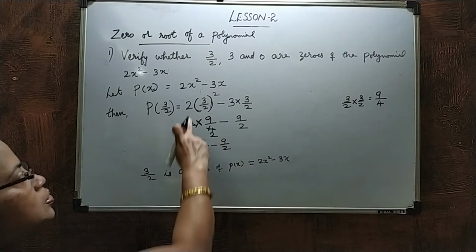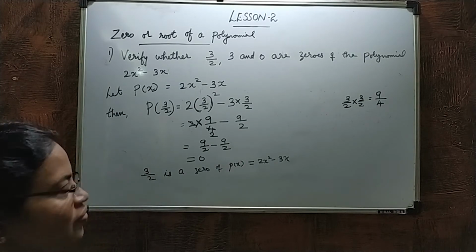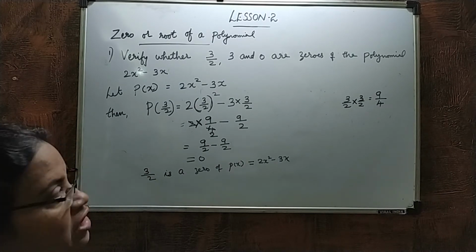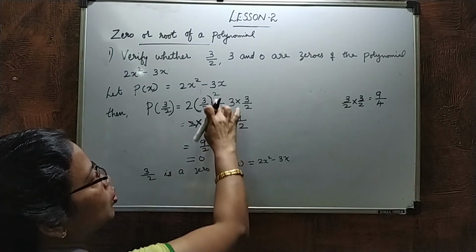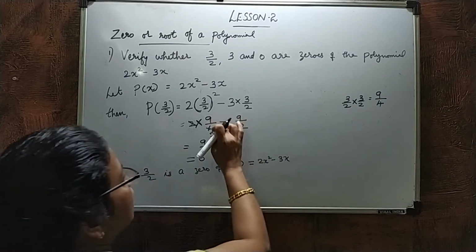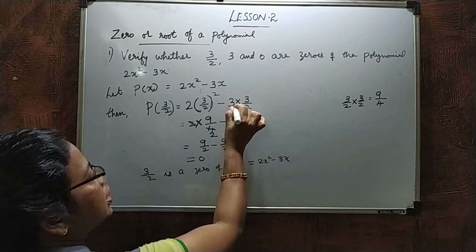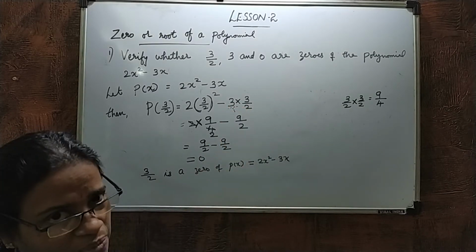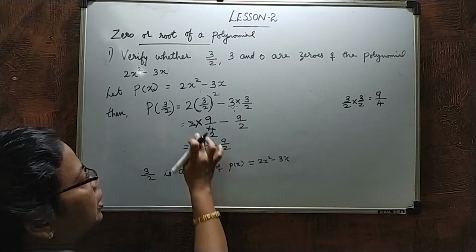So once again I will repeat. 2 into, substitute the value instead of x. Whichever variable is there, just substitute the value. So 2 into 3 by 2 square is 3 by 2 into 3 by 2, 9 by 4. Then here it is minus 3 into 3, 9. But actually here there is 1. 3 means 3 by 1. Okay. So 1 into 2, 2. Then here we can cancel.